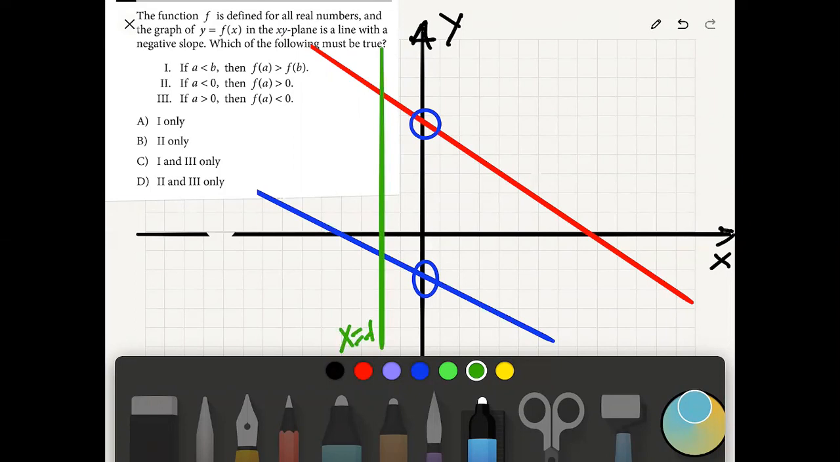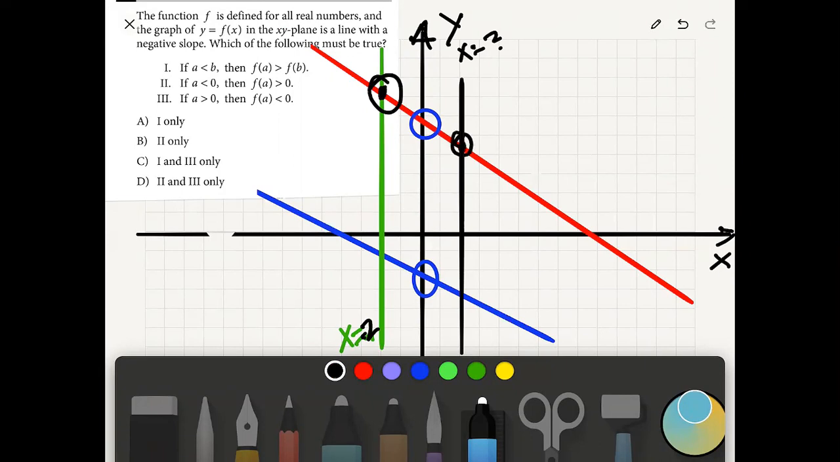And then I'm going to choose another number over here. Let's say this is 2. Or actually, let's say this is -2. And let's say this is +2. So now the input -2 is less than +2. So what they're saying is that f of -2, which would be right here, is greater than f of +2.